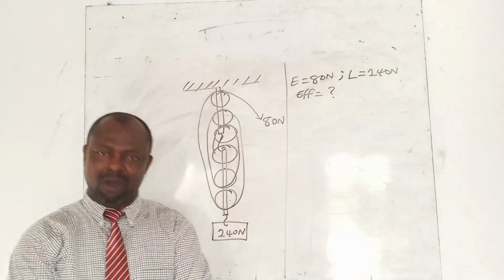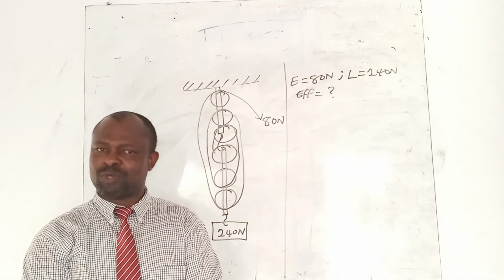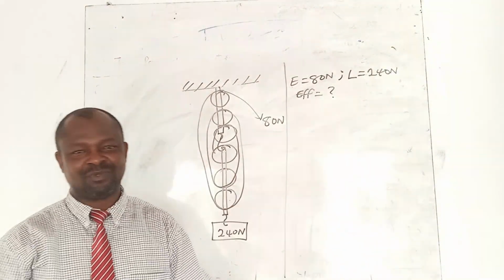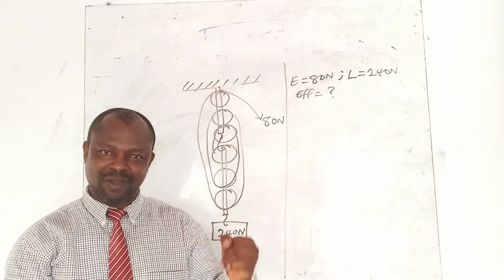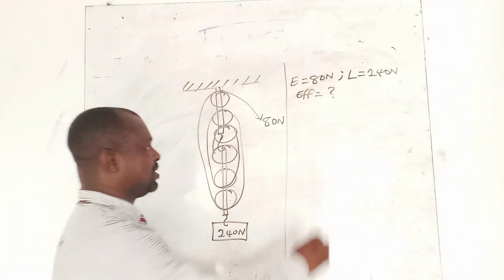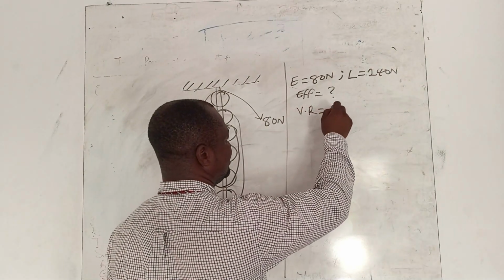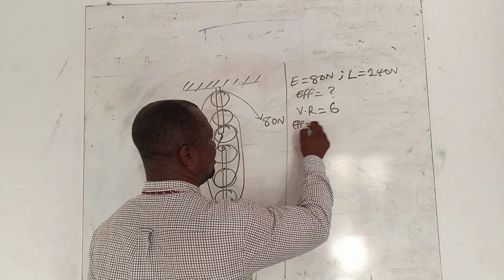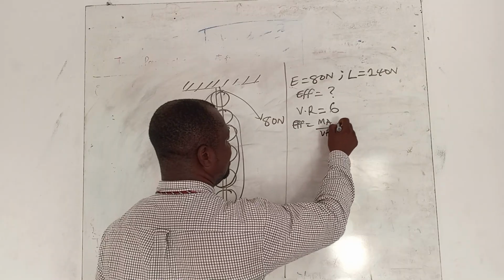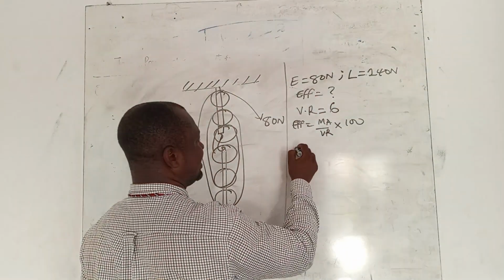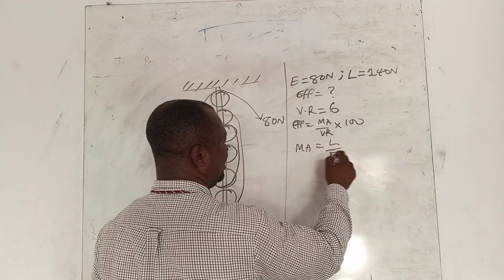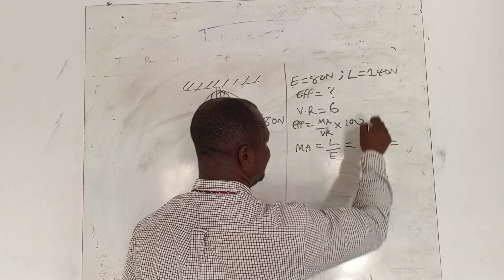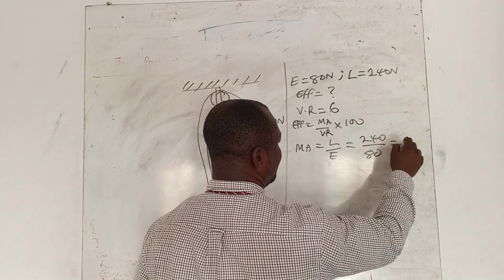So what is the velocity ratio of this system of pulleys? Quickly type it in the comment section. Let me wait for like 5 seconds. 1, 2, 3, 4, 5. The velocity ratio is 6 because we have 6 pulleys. Remember, efficiency is equal to mechanical advantage over velocity ratio times 100. What is our mechanical advantage here? It is load divided by effort. What's our load? 240. Effort 80. 240 divided by 80 gives us 3.